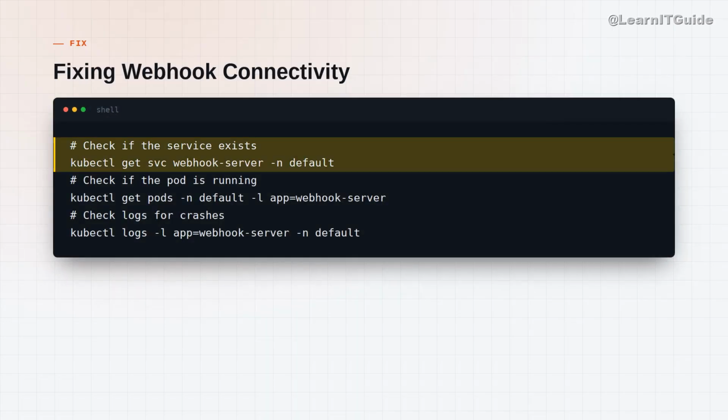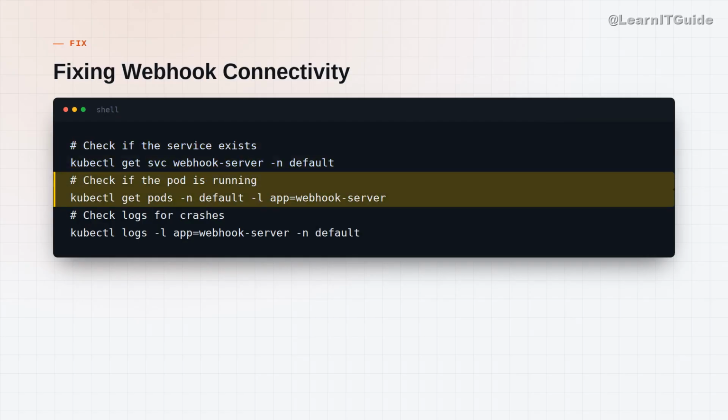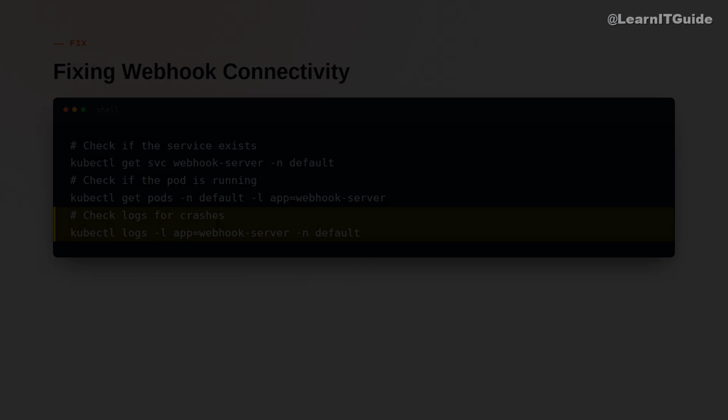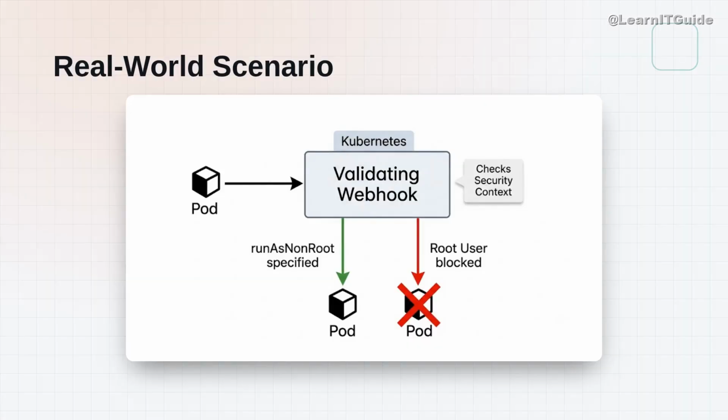To fix this, start by checking the service. Does the service actually exist? Then verify that the pods backing your webhook server are actually running. If they are crashing, check the logs as shown on screen. Often, a missing environment variable or a misconfigured port causes the server to crash immediately on startup, leading to these timeouts. Let me give you a real-world example.